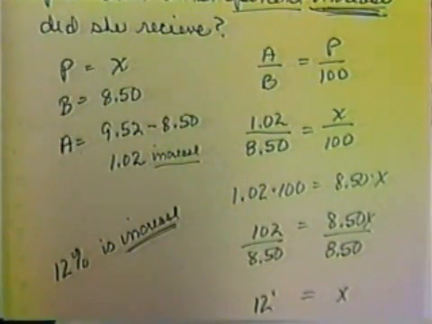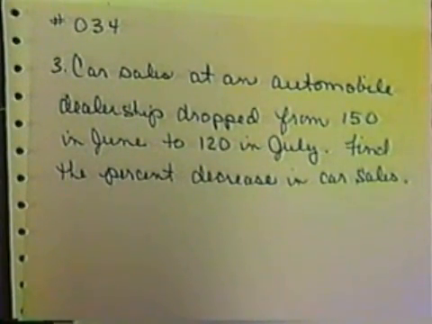Okay. Any questions? Then let's look at our third example. Our third example says, car sales at an automobile dealership dropped from 150 in June to 120 in July. Find the percent decrease in car sales.